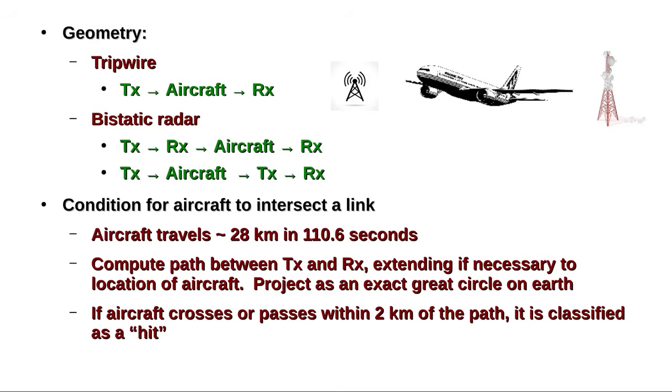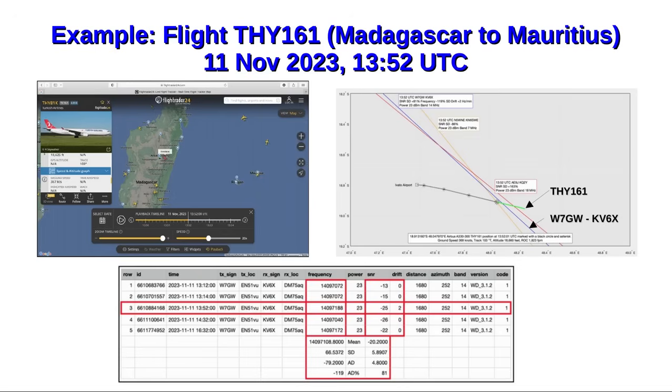In either case, the path between and beyond the transmitter and receiver are computed as exact great circles using a spherical Earth, which are then projected onto the Earth's surface. If an aircraft crosses or passes within 2 kilometers of this path, it is classified as a hit. These principles are illustrated in the example of Turkish Airlines Flight 161 analyzed by Godfrey.